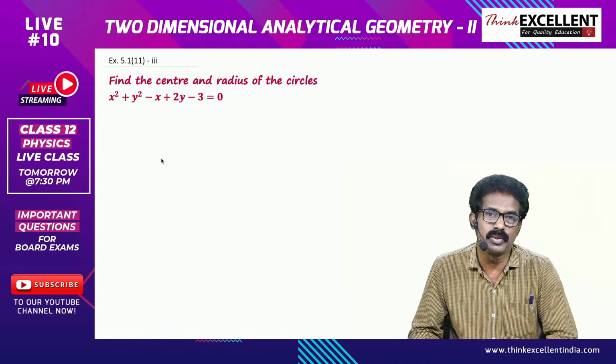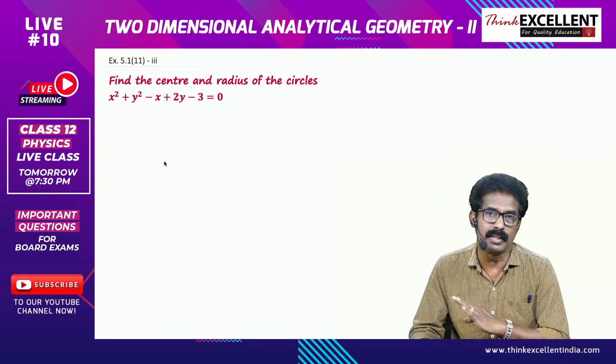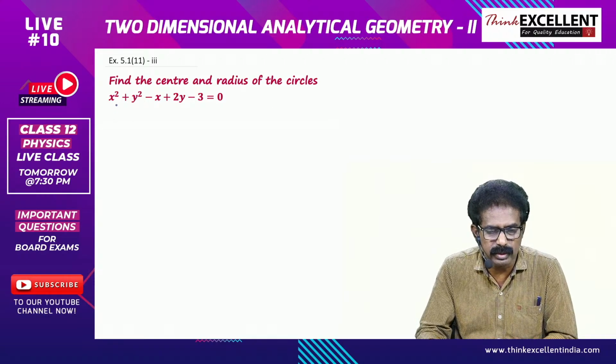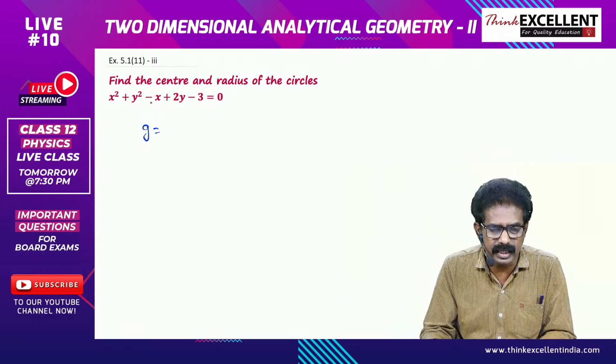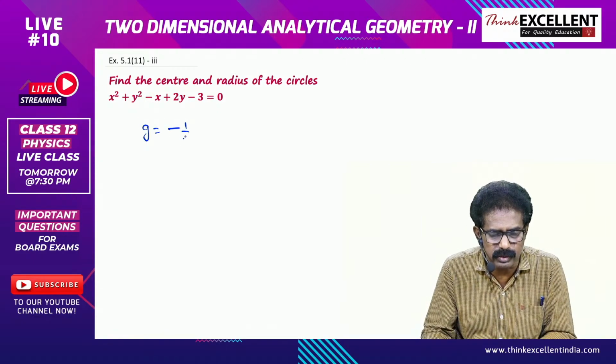Which 3 letters do you need? G, F, C. What is G? I command x square, y square coefficient 1. Yes. So what is G here? Half of x coefficient. X coefficient is minus 1. So half of that, minus 1 by 2.